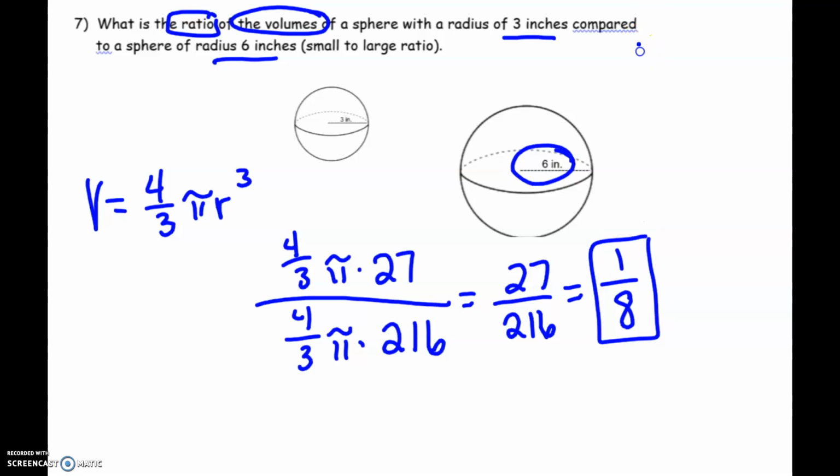Again, the ratio of their radius is 1 to 2, so since we're going to a 3-dimensional measurement, we'd end up cubing 1/2. So 1/8 makes sense for that.